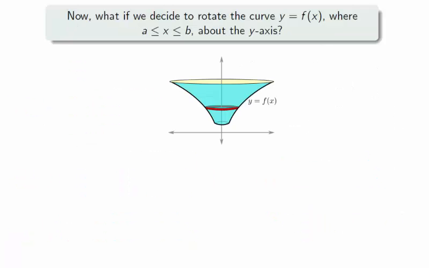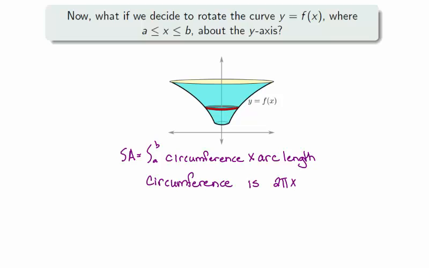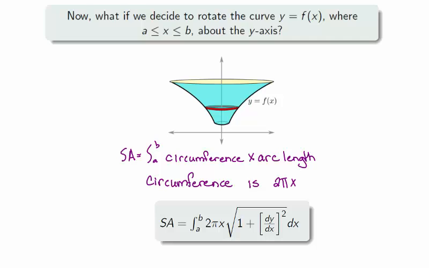Now what if we decide to rotate the curve y equals f of x, where a is less than or equal to x less than or equal to b, about the y-axis? Recall that you should be thinking of the surface area integral as the integral from a to b of circumference times arc length. Notice that the radius of the red band is now simply the distance from the y-axis. Thus, for a given value of x, the circumference is 2 pi x. Therefore, the surface area is equal to the integral from a to b of 2 pi x times the square root of 1 plus dy/dx squared dx.